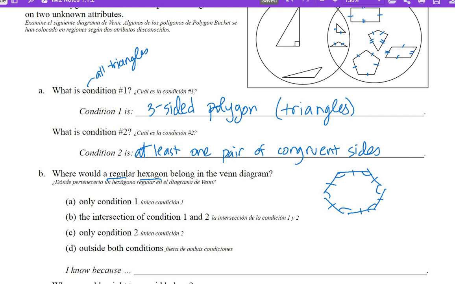Okay, does it meet condition 1? No, because it has more than 3 sides. So it doesn't meet condition 1. Does it meet condition 2? Yes. At least one pair of its side lengths are the same. So only condition 2.